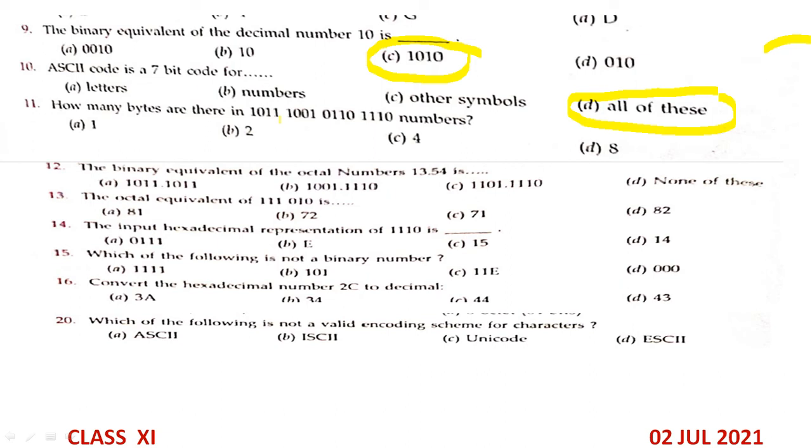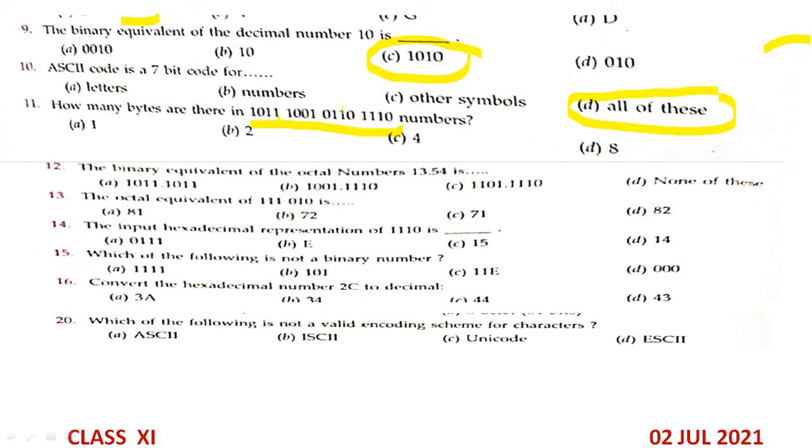4 bits are called a nibble. 8 bits are called a byte, and so on: kilobyte, megabyte, terabyte, gigabyte, etc. Now if you count how many digits are there in this question, there are four groups of four digits each. Therefore, totally there are 16 digits present in this.